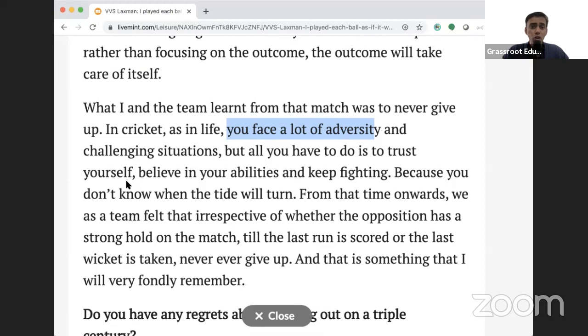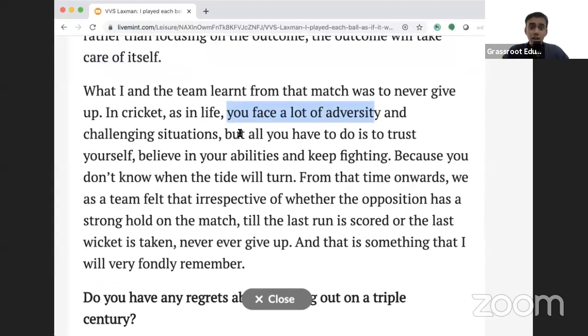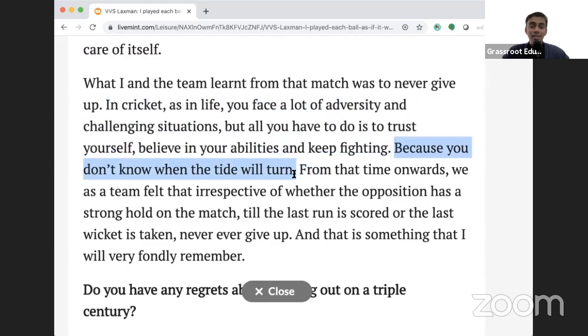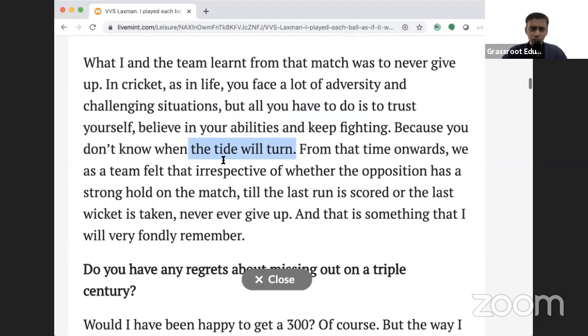Okay, you face a lot of adversity and challenging situations, but all you have to do is trust yourself, believe in your abilities, and keep fighting. Are you able to see how all these sentences are so long and nicely written? Right? Are you able to see this? These are all long, long sentences, so it's good. Okay, this is how you need to express your thoughts in IELTS as well, because you don't know when the tide will turn. When the tide will turn, very nice idiom. Okay, the tide will turn. What do you mean by tide will turn? Good idiom. Okay, I will explain the meaning.